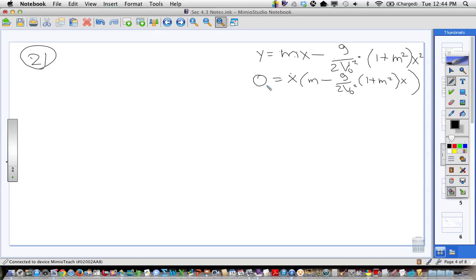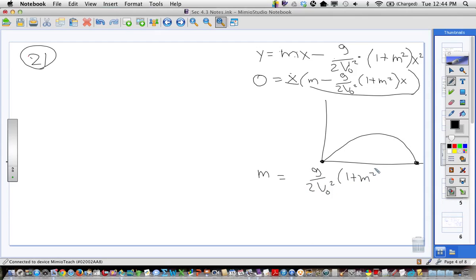So X is either equal to 0. Well, that makes sense. When's it on the ground? It's on the ground at the beginning, right? And then it's on the ground again out over here. So when X is 0 or when this is 0. If we set this part equal to 0, I could add this over to the other side, so I'd have m by itself, and then g over 2v sub 0 squared times 1 plus m squared x over there. So now to solve for x, I would divide by the 1 plus m squared over here, right? What's that?